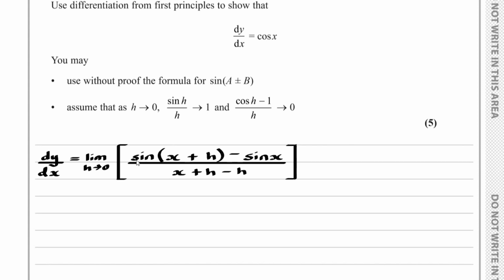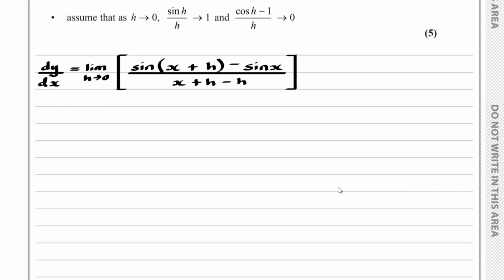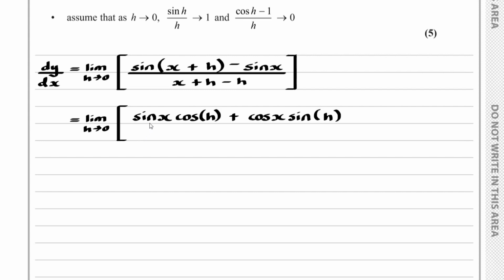Now, for us to deal with the sine of x plus h, we have to use the formula for sine of a plus minus b. The formula for sine of a plus minus b is equal to sine a cos b plus minus cos a sine b. So, we've got the limit as h tends towards 0 of sine of x plus h, which is the same as sin x cos h plus cos x sin h, and then we subtract sin x, and then we divide this by h.